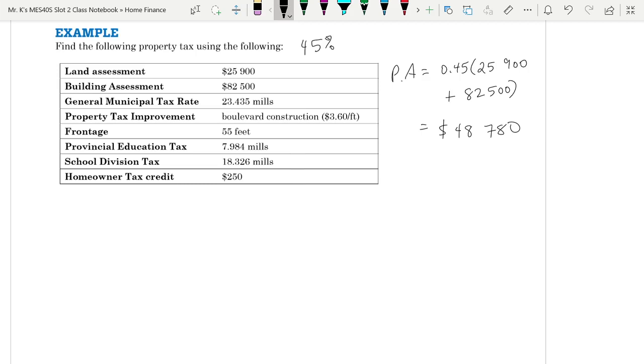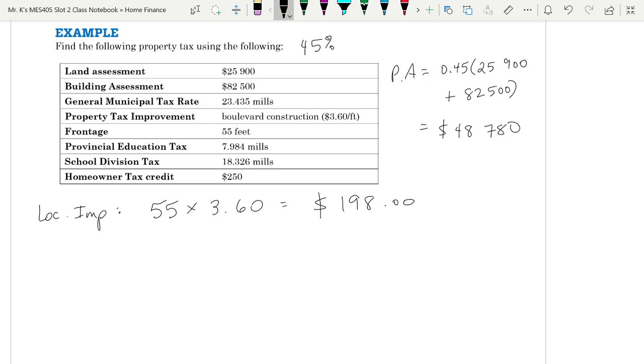Okay. Next. Let's do the local improvement tax first again. I kind of like that. Local imp. Okay, so what's my local improvement tax? Well, my local improvement tax is $3.60 per foot, and my frontage is 55 feet. So 55 times 3.60. And that's going to be $198. There's the local improvement tax.